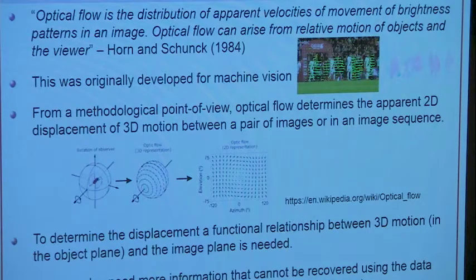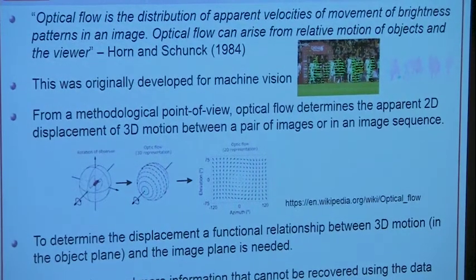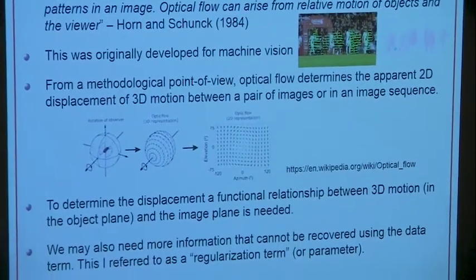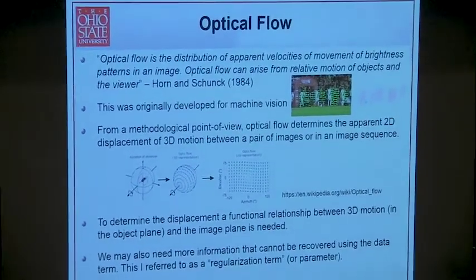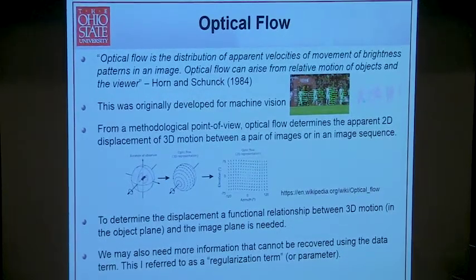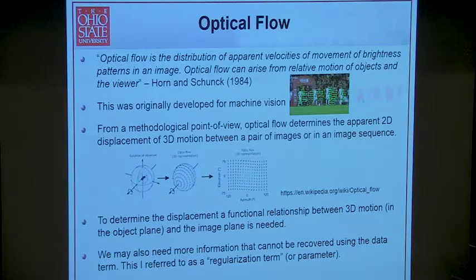Okay? Now, setting this up generally, we may also need more information that cannot be recovered using this information, this data term. And I'll go over later what I mean by a data term. Once we develop a model that tells us, or once we have some sort of informational relationship that tells us what the motion should be, ultimately I'll show you that this is solved via a minimization problem. There can be many local minima. The problem can be non-convex. So at times, we may need more information to push this in the right direction, okay? And so this is what we're going to refer to as a regularization term.